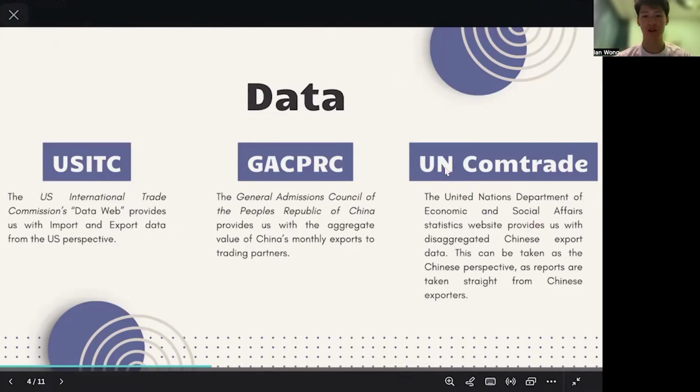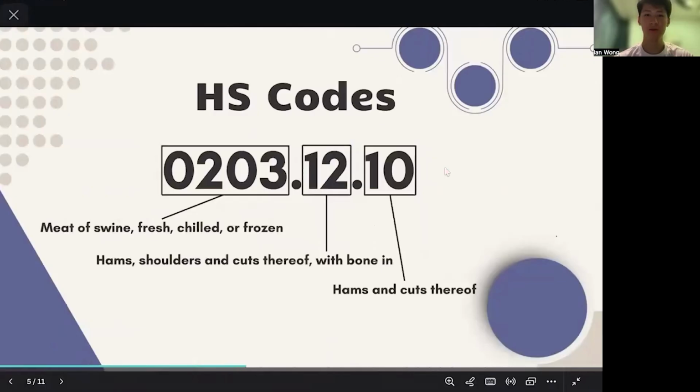Using these, I could cross-check reporting and track how goods move through China, from China through third-party countries, and finally to the US. Now, you might be asking, what is an HS code?